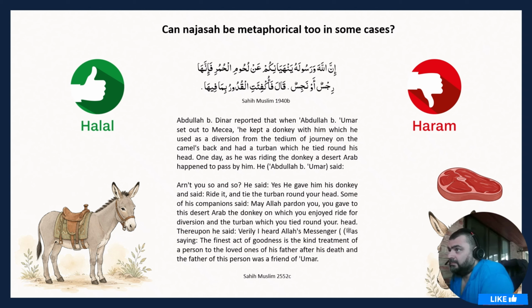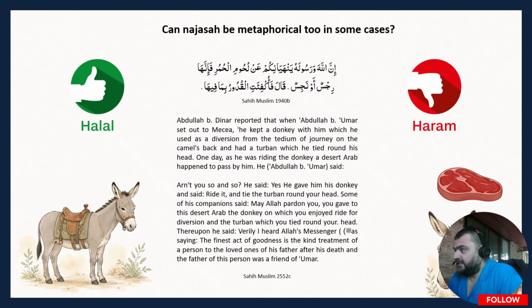Qala, then the narrator said, فَأُكْفِيَتِ الْقُدُورُ بِمَا فِيهَا. So the pots were turned upside down with whatever was in them. They were cooking some meat on the day of the Battle of Khaybar, and they had some donkey meat in that, and it was poured out because it was announced that it is najis.